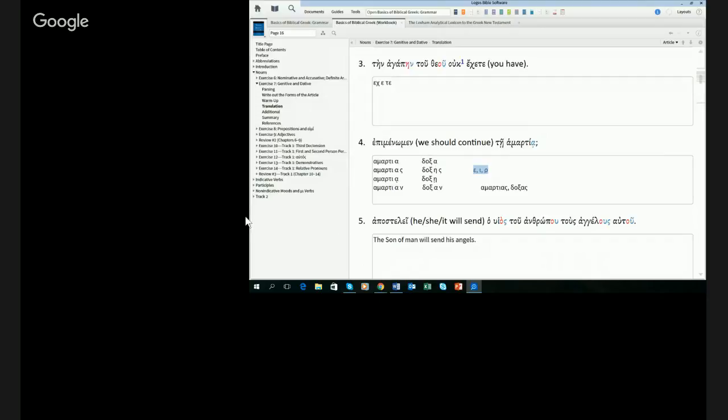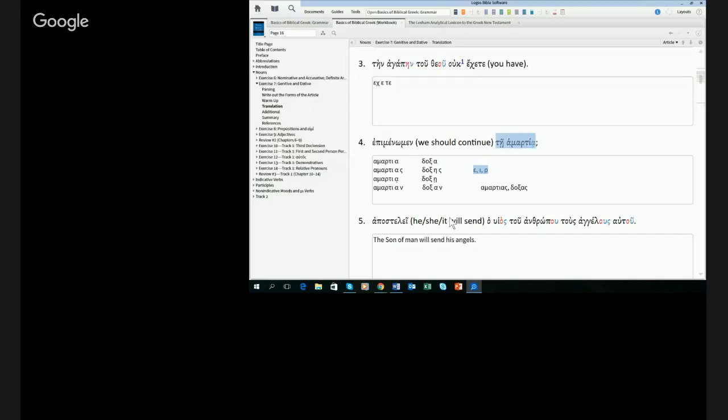Okay. Epimenomen, should we continue? Te hamartia. We can see the iota subscript on a noun. You see an iota subscript, you're looking at a dative singular. The article confirms it's feminine dative singular. Shall we continue to sin?